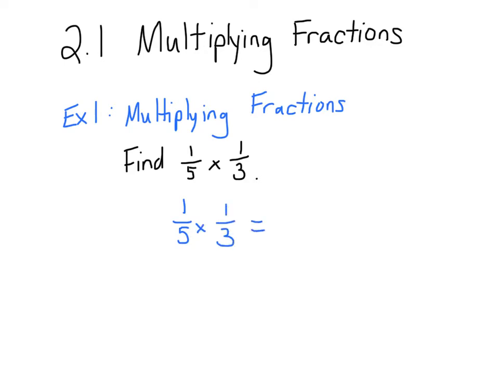So 1 times 1 is going to be 1, of course, so that's our new numerator. And then 5 times 3 is 15, so that's our new denominator. And since you can't really go lower on 1 and 15 because the only thing they have in common is 1, then that would be your final answer, 1/15.